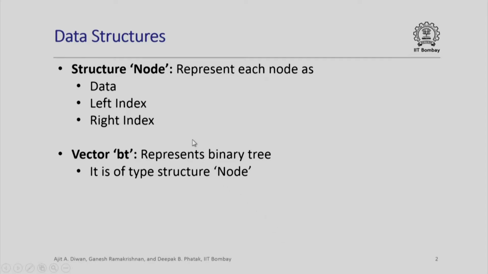This time we are going to look at a computer program which implements a simple binary tree that we had seen earlier. The data structures that we would use would be a node. First of all, each node will have data, left index and right index, as we have already seen. For representing the binary tree, we are going to use an object of class vector. So, BT for example will be used to represent the binary tree. It is of type structure node.